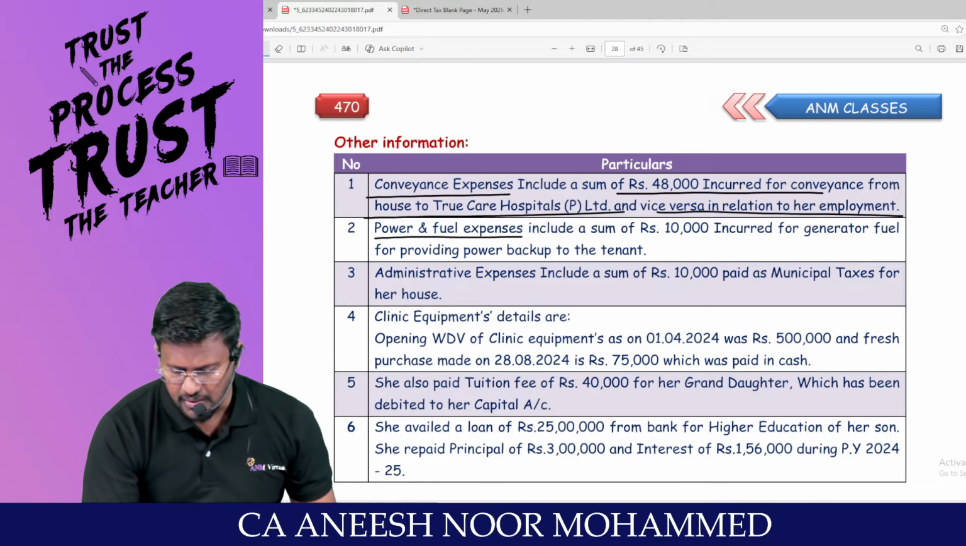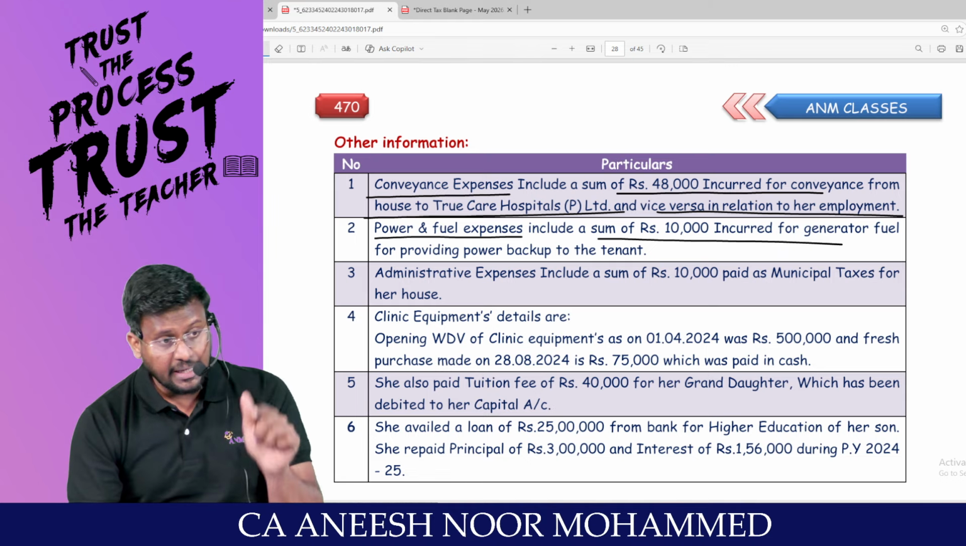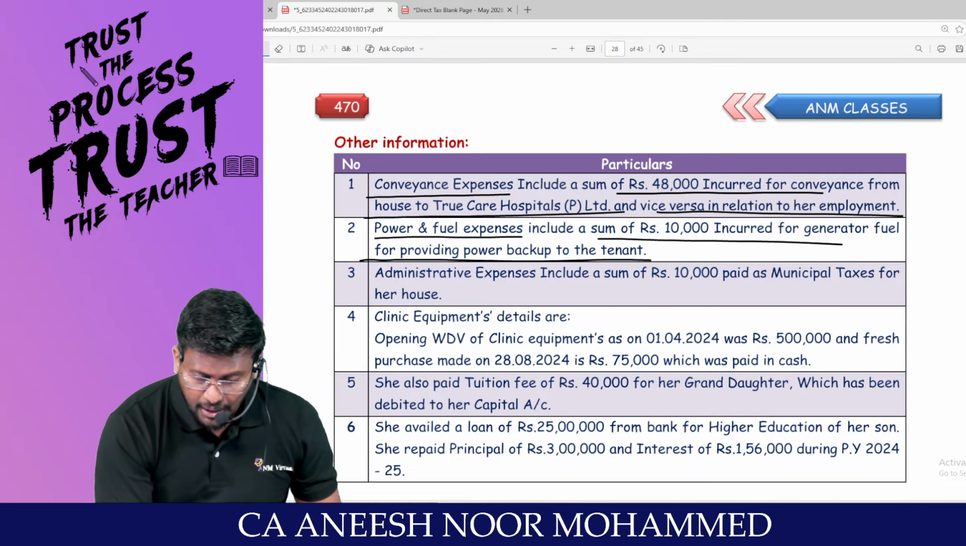Power and fuel expense includes a sum of 10,000 incurred for generator fuel for providing power backup to the tenant.